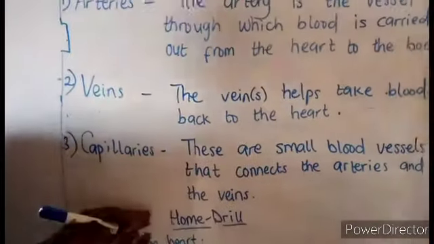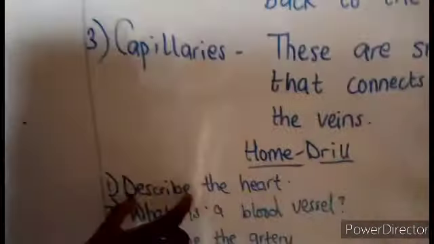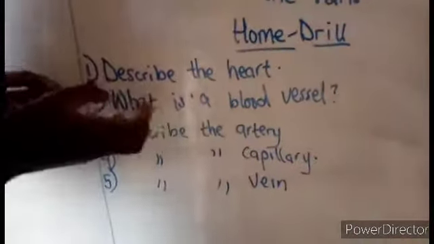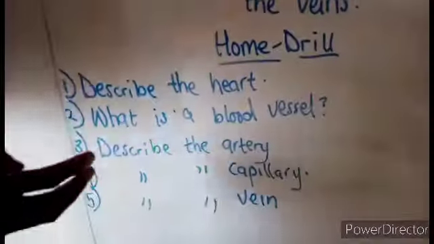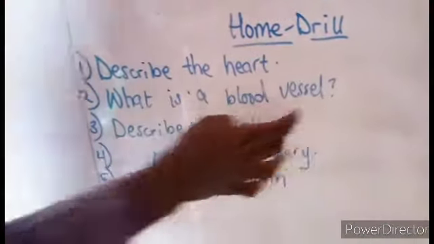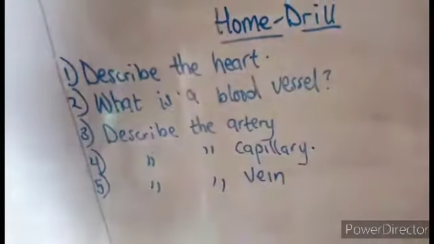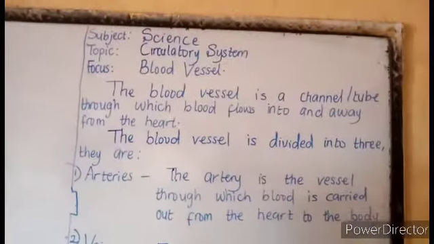So now, to our own view, we have described the heart. I've mentioned that, even though it's not written. What is a blood vessel? Describe the artery, and describe the capillary, and lastly the vein. So with this, we've covered everything on the circulatory system.